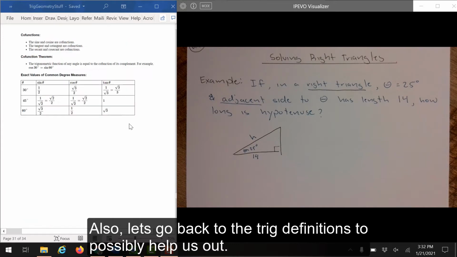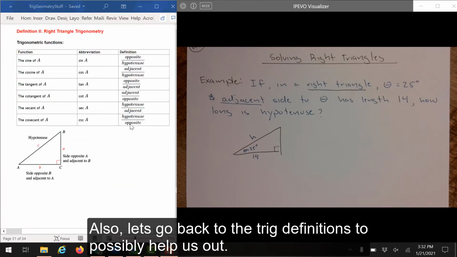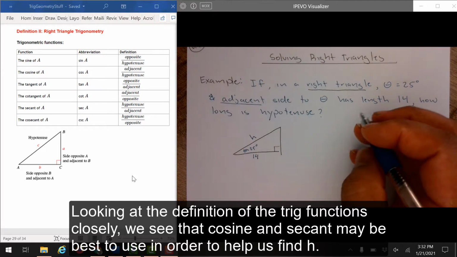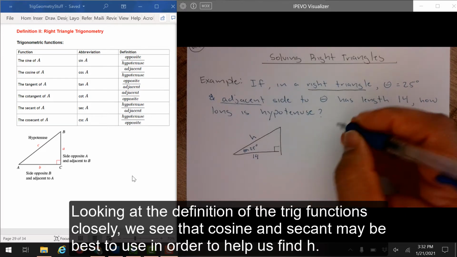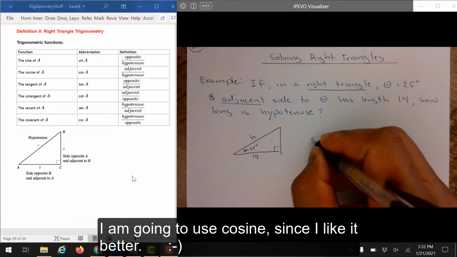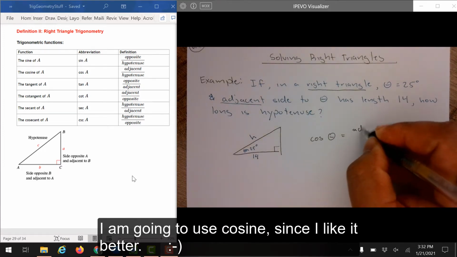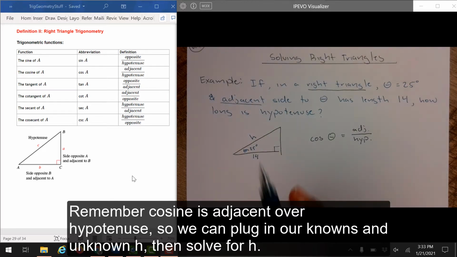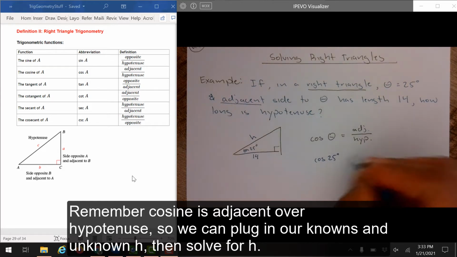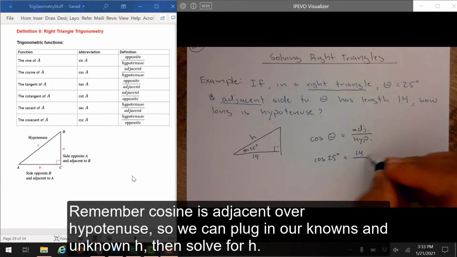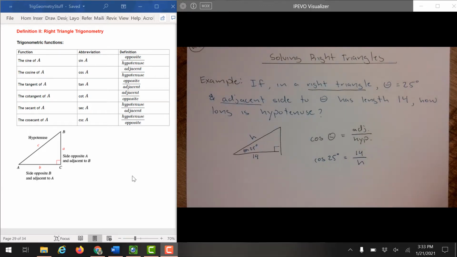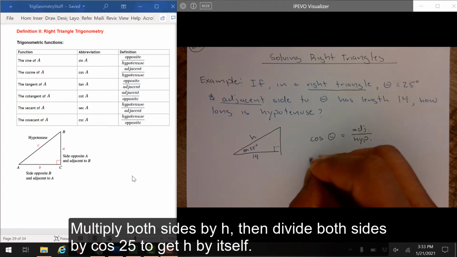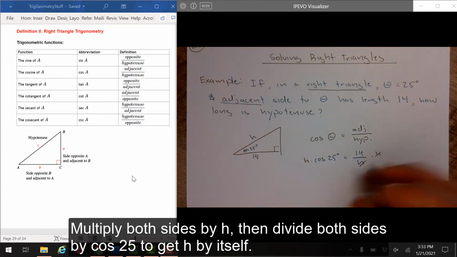Also, let's go back to the trig definitions to possibly help us out. Looking at the definition of trig functions closely, we see that cosine and secant may be best to use in order to help us find h. I'm going to use cosine since I like it better. Remember, cosine is adjacent over hypotenuse, so we can plug in our knowns and unknown h, then solve for h. Multiply both sides by h, then divide both sides by cos 25 to get h by itself.